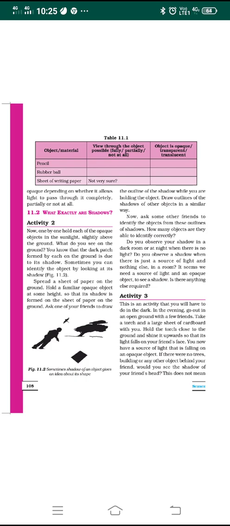Here we will understand clearly the definition of a shadow. In order to see the shadow of any object we must have a source of light and also an opaque object. This gives the formation of a shadow.